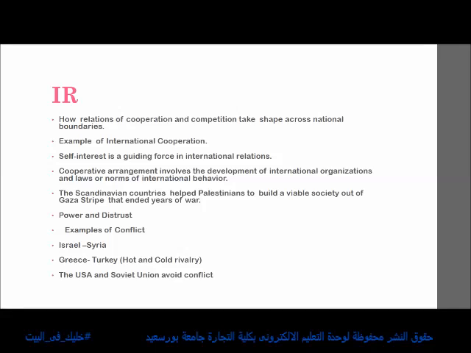How relations of cooperation, التعاون والتنافس and competition take shape across national boundaries على الحدود الوطنية لكل دولة. International cooperation: self-interest guides you to behave in international cooperation or international relations. Cooperative arrangement involves the development of international organizations, الاتحاد الأوروبي، جامعة الدول العربية, and laws or norms of international behavior.